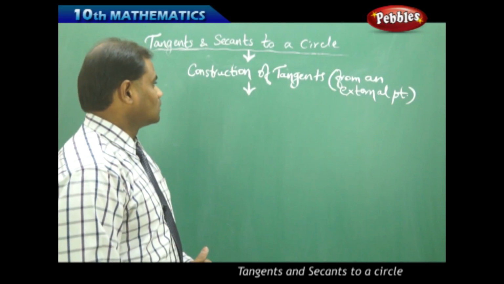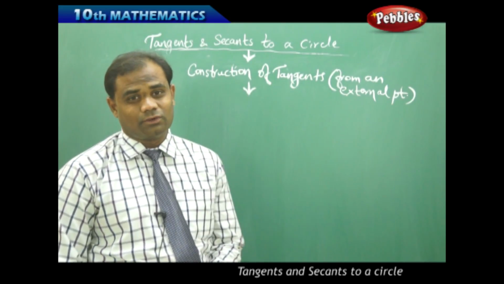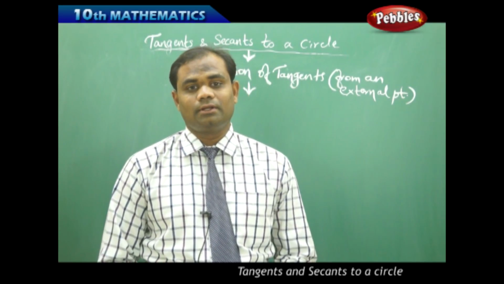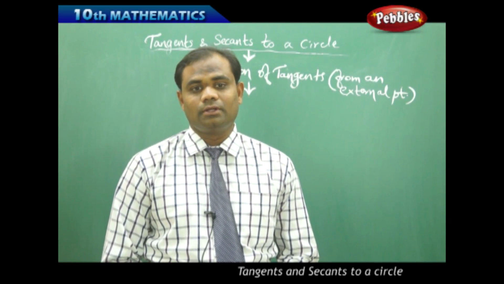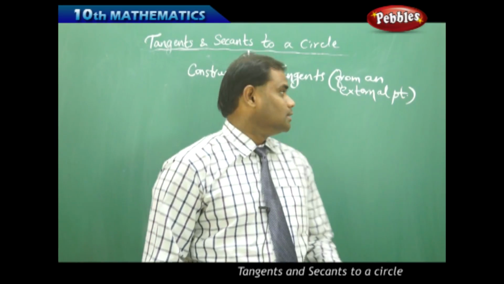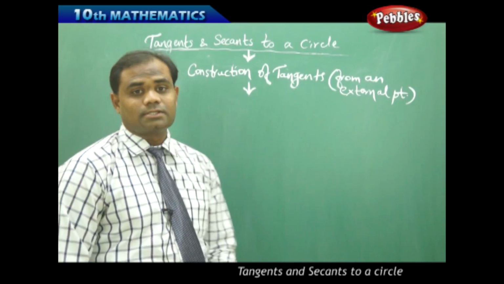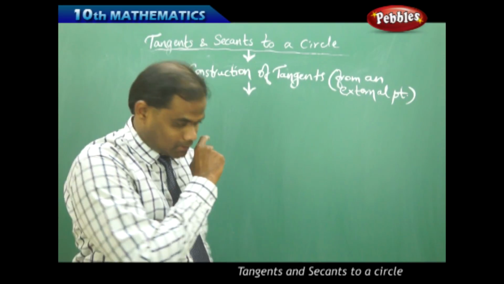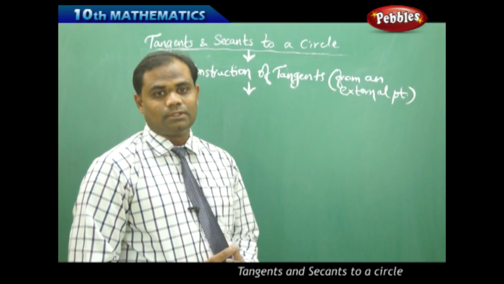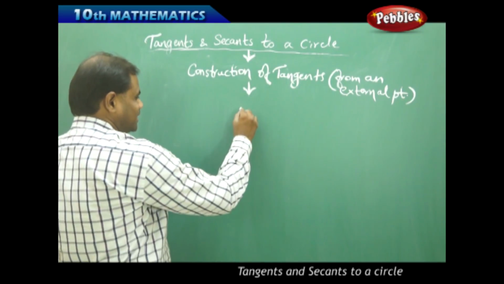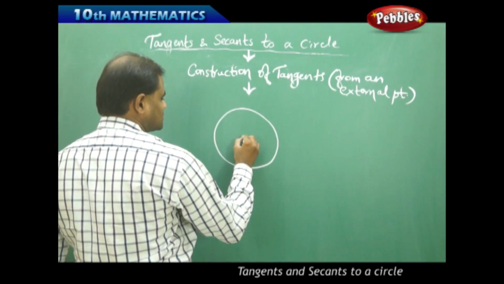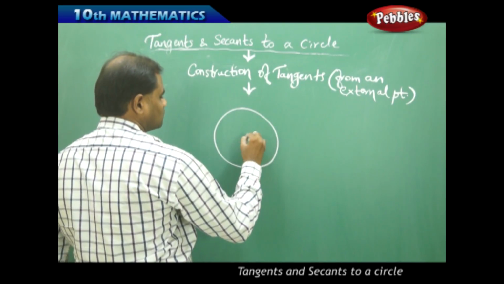Now let's see how we can construct the tangents from an external point exactly through the geometrical understanding or through the geometrical instruments to an accuracy to its best. So how do we construct the tangents from an external point? So let's see the construction in a stepwise process. So initially, let me assume a circle with a suitable radius and center O.